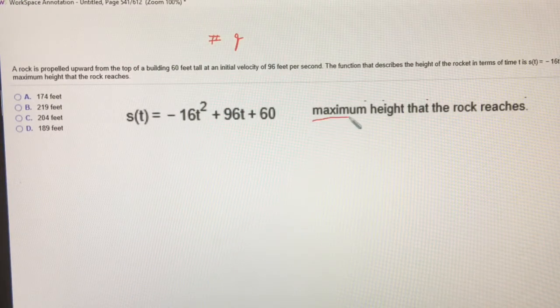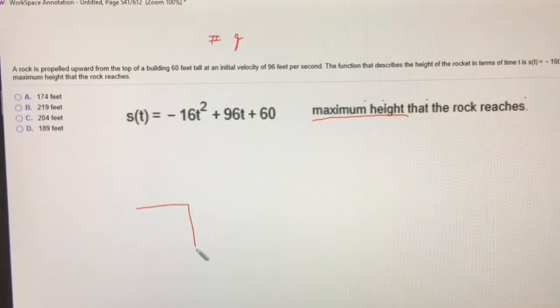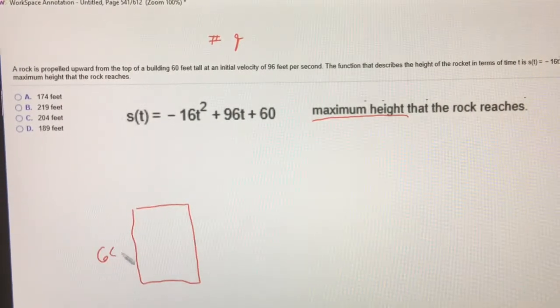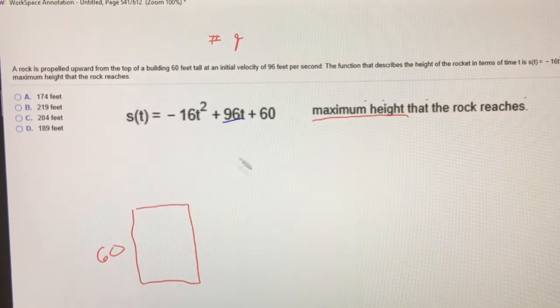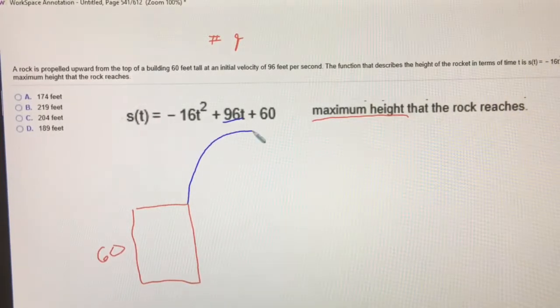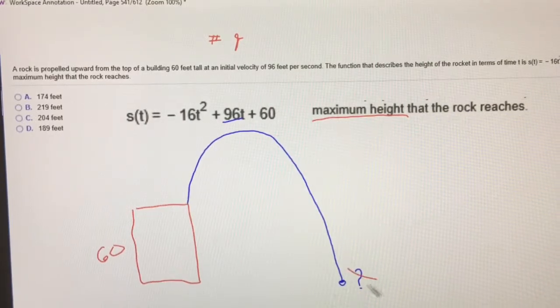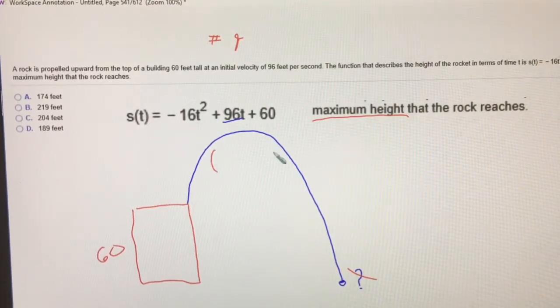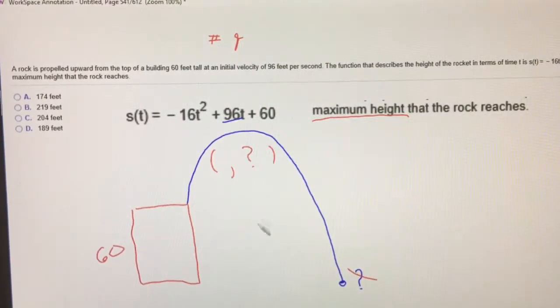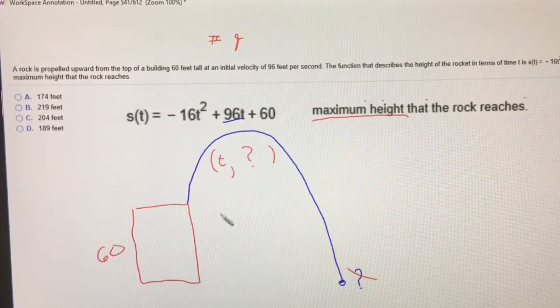Another problem, this time it's asking for the maximum height. So slightly different drawing. The building now is only 60 feet high. It's launched with the speed, initial velocity, of 96 feet per second. It goes up and then hits the ground. It does not want to know when it hits the ground. It does want to know how high it gets. It does not want to know how long it takes to reach that height.